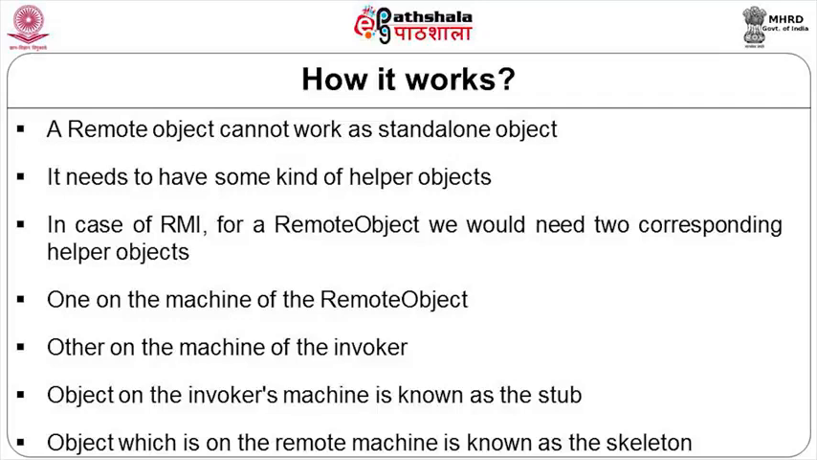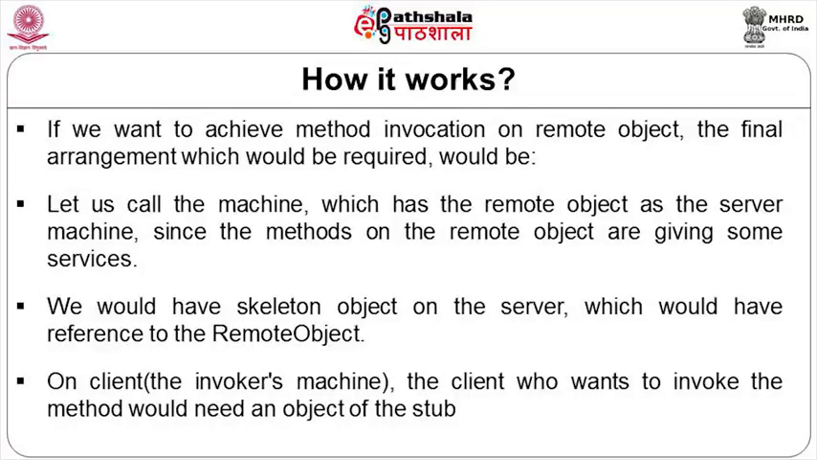Fine. So for this object we would also need two corresponding helper objects, one which would be on the machine of the remote object and the other on the machine of the invoker. The object on the invoker's machine is known as the stub, and the object which is available on the remote machine, that is the machine where we have the remote object, we'll call it as a skeleton. So a remote object, for it to work, takes help of two other objects which are known as the stub and the skeleton objects. How does it work?